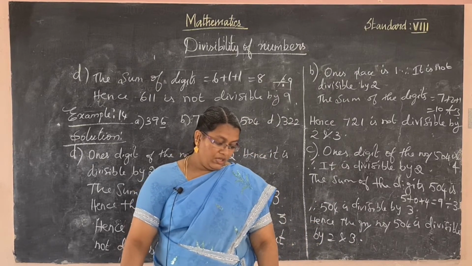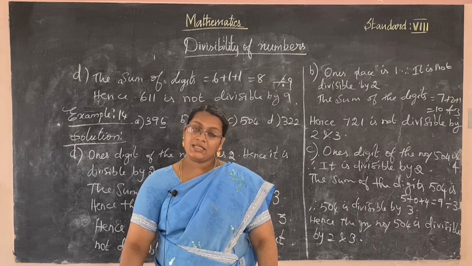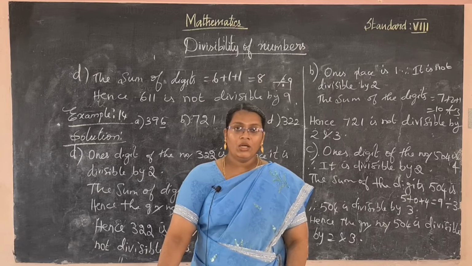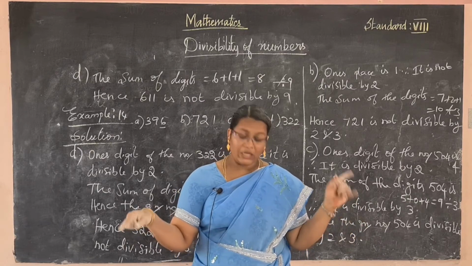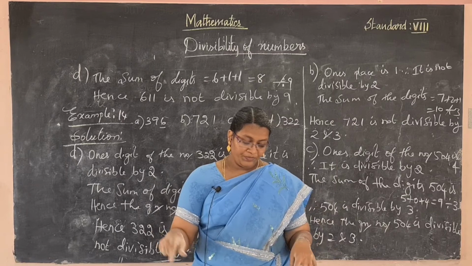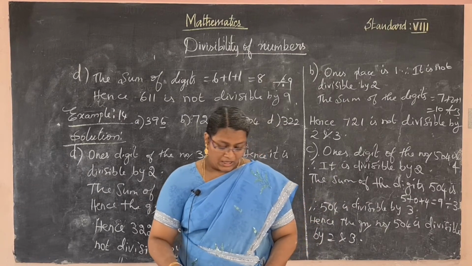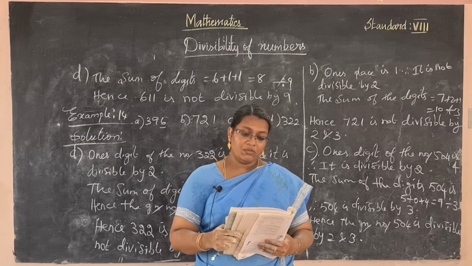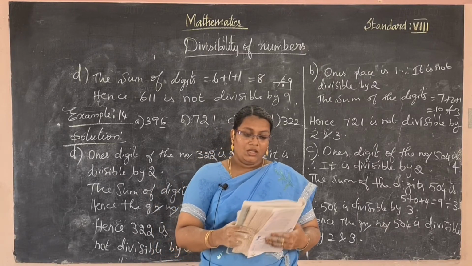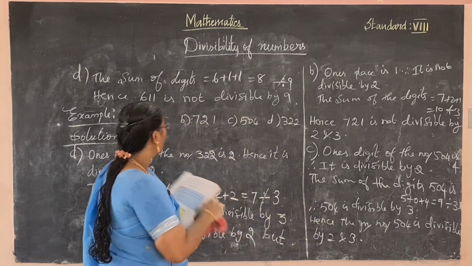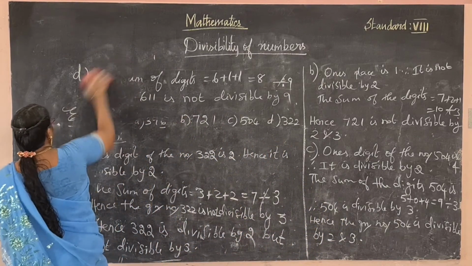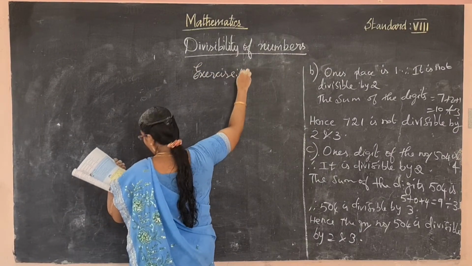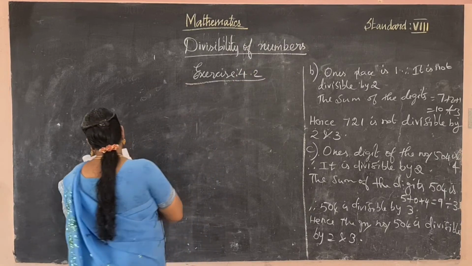So if the given number is divisible by 2, yes. By 3, yes. If it's not divisible by 2 or 3, no. You will frame a table in your homework note. You will complete the first problem as homework. Now move to the second problem.